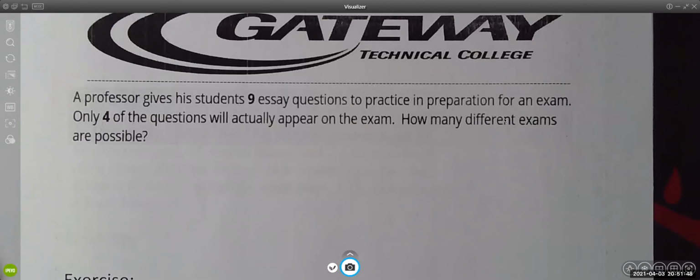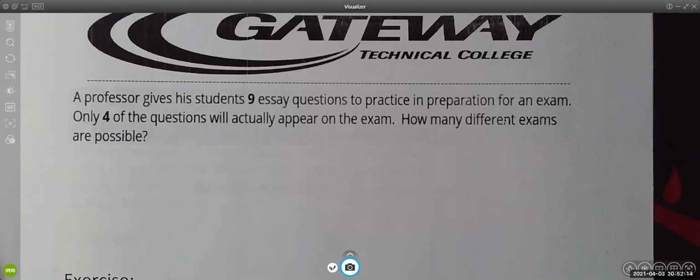That means how many ways to select those 4 questions are possible, because each 4 questions give you an exam, right? So basically, we have a situation where we need to select 4 out of 9. So this just tells you either you have a combination problem or permutation problem, but which one is the right one depends on if the order in which these four questions are selected matters or not.